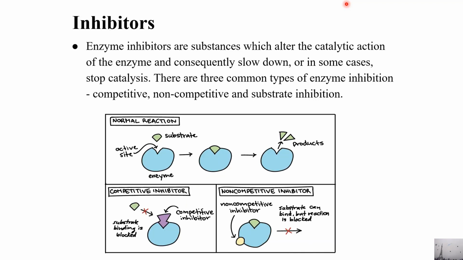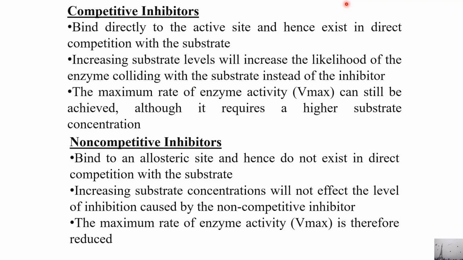We talked about inhibitors and how they work. The different types of inhibitors are competitive inhibitors, which bind directly to the active site and hence exist in direct competition with the substrate. Increasing substrate levels will increase the likelihood of the enzyme colliding with the substrate instead of the inhibitor, and the maximum rate of enzyme activity, Vmax, can still be achieved, although it requires a higher substrate concentration.